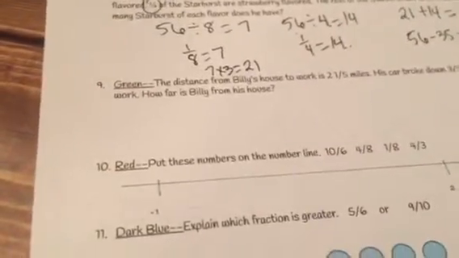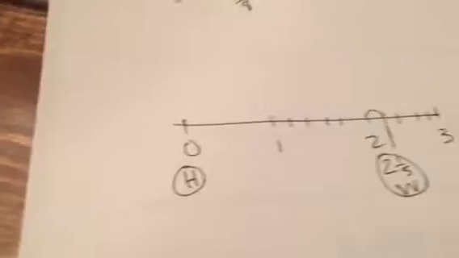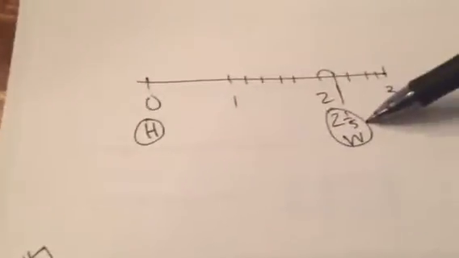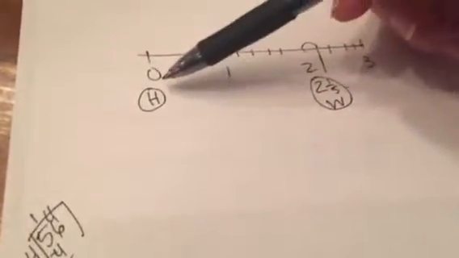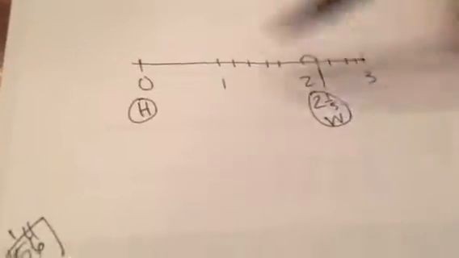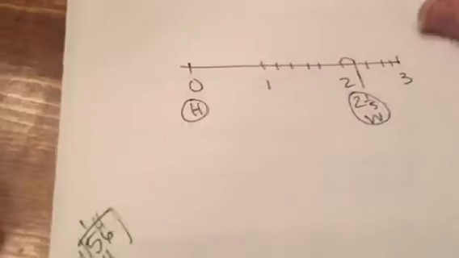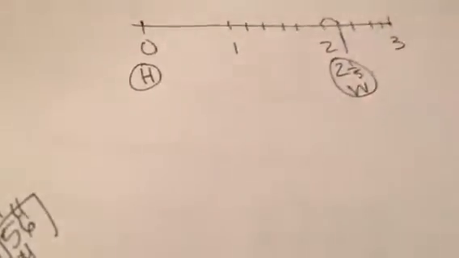Now, Billy's house. Y'all, we did this exact problem in class, so we should know how to do this one. It tells us that his work is 2 1/5 miles away from his house, and his car broke down 3/5 of a mile from work. So he's 3/5 of a mile away from work.